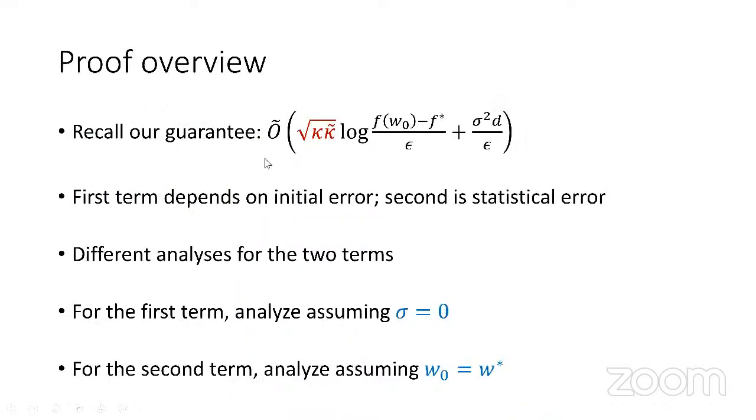So we recall our guarantee that we can replace the linear dependence on the condition number with the square root of the condition number times the statistical condition number. As we saw, the first term depends on the initial error, and the second one is the statistical error. We can do two different analyses for the two terms. For the first term, we analyze the problem assuming there is no noise and sigma equal to 0. For the second term, we analyze assuming that W_0 is equal to W star, so that the first term disappears and only the second term remains.